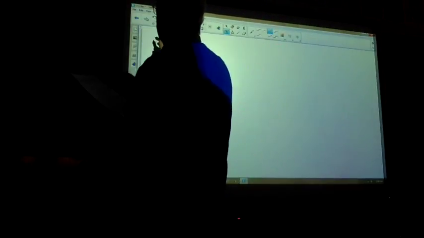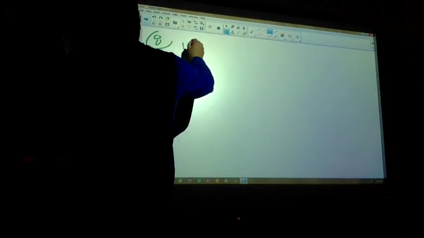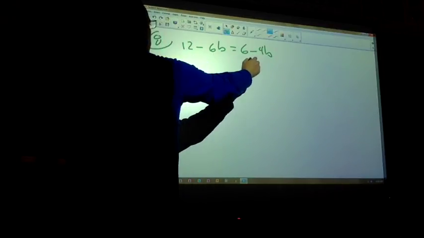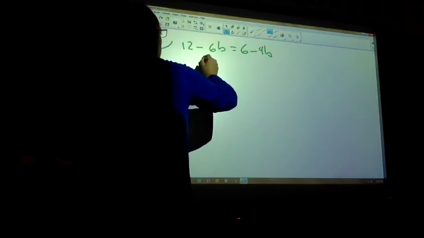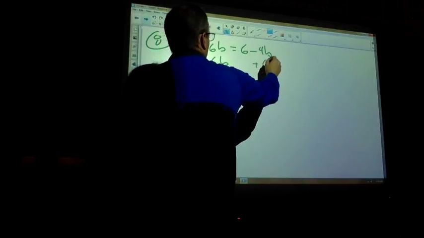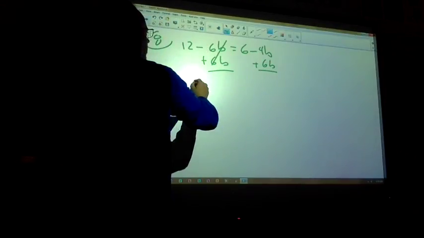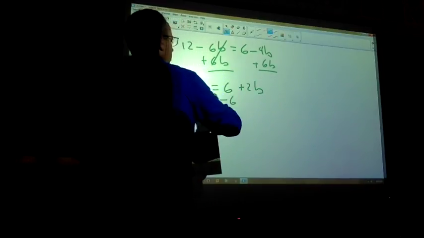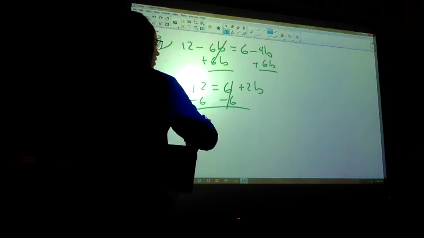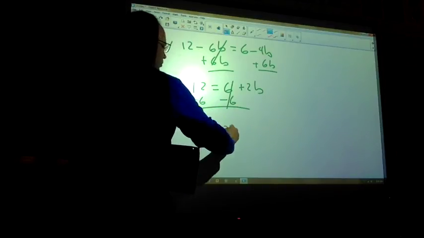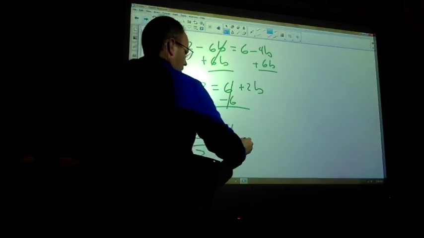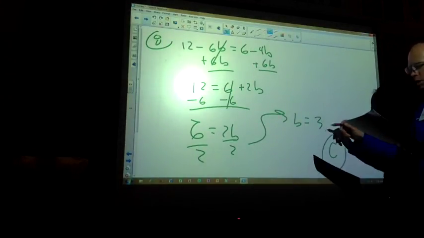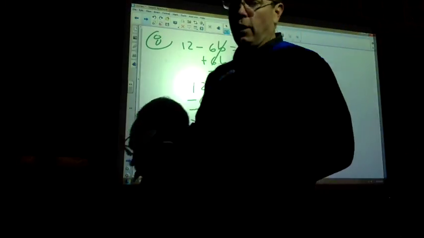And then number 8, we have 12 minus 6b equals 6 minus 4b. All right, so I might choose to add 6b to both sides. You might have chosen something different, but the answer will still be the same. So I get 12 is equal to 6 plus 2b minus 6 from both sides. Those cancel. So I get 6 equals 2b. Divide by 2. B equals 3, which is answer C. Cool. How do you feel? Good.